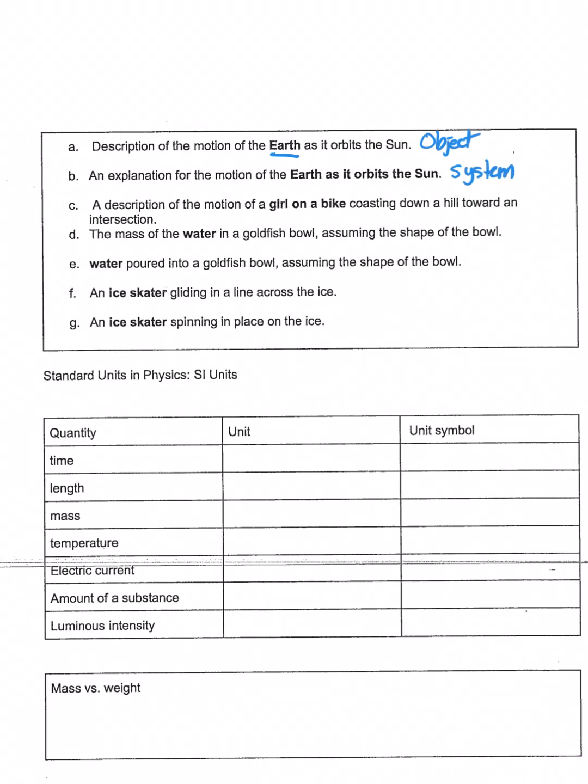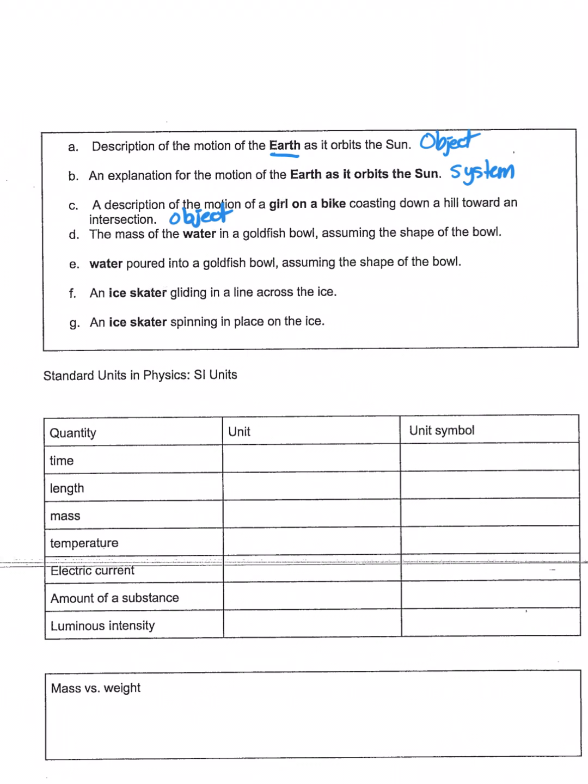Description of the motion of a girl on a bike coasting down a hill towards an intersection. Okay, so the girl on the bike is moving all together. She and the bike are all coasting right down the hill. She's not pedaling or anything. She's just coasting. So this is an example of an object.